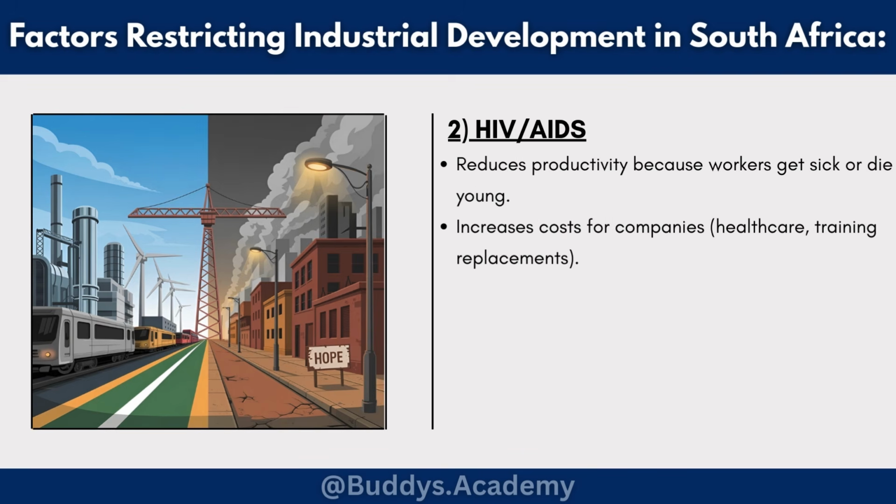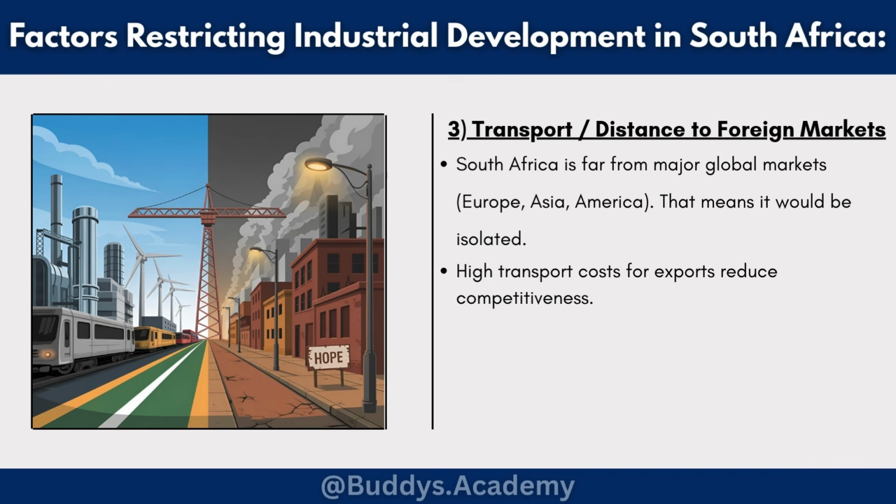Your next factor is going to be HIV and AIDS. Now that is going to reduce your productivity because your workers are going to be getting sick or they're going to be dying young, right? And this in turn is going to increase costs for companies because remember, companies are going to be expected to provide healthcare, or they're going to need to spend money training these replacements because the workers that have HIV are going to be getting sick or they're going to be dying young.